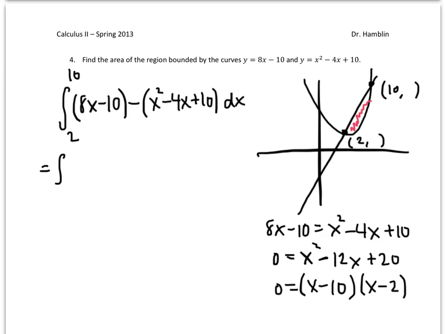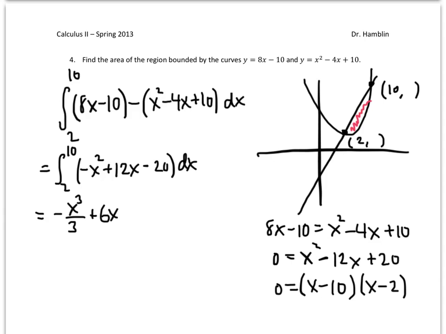So first let's simplify our integrand. That's going to make our life a little bit easier as we go on. When I subtract 8x minus 10 minus x squared minus 4x plus 10, I get negative x squared plus 12x minus 20. Let's go ahead and take our antiderivative. Negative x cubed over 3 plus 6x squared minus 20x. Now I've got to plug in 10 and plug in 2 and subtract.